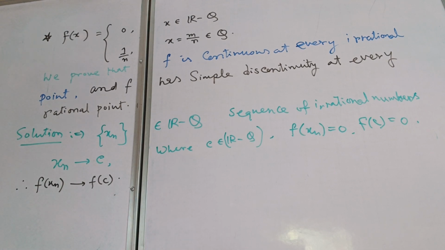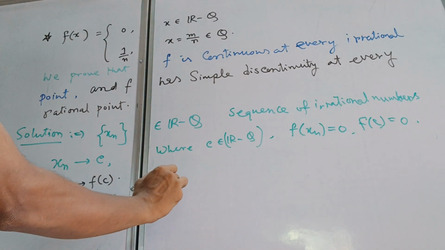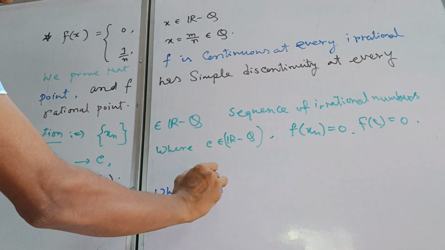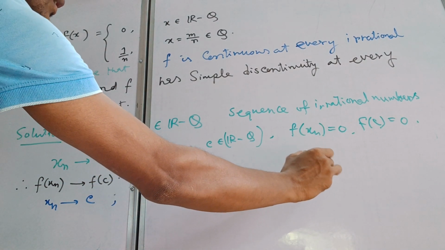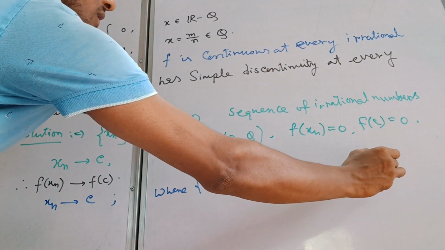Not a problem at all. Then we also discuss another one, that means this xn converges to c. Sorry, xn is a sequence of rational numbers. Okay, we talk about another way where xn is a sequence of rational numbers.